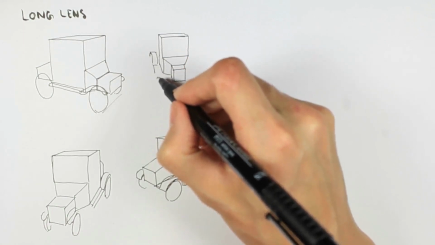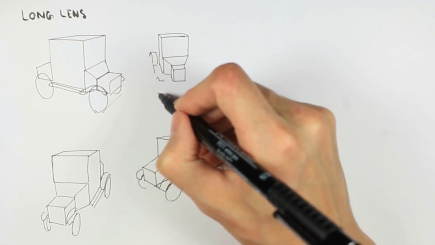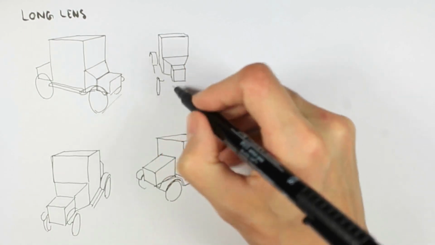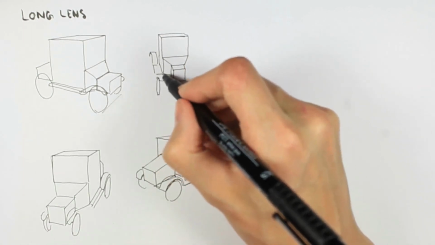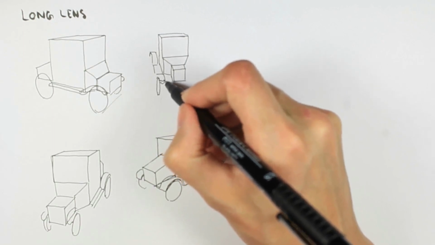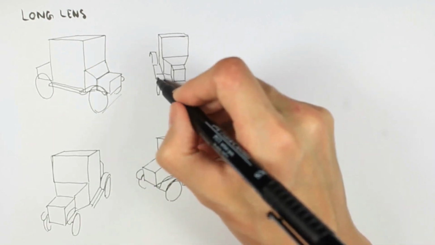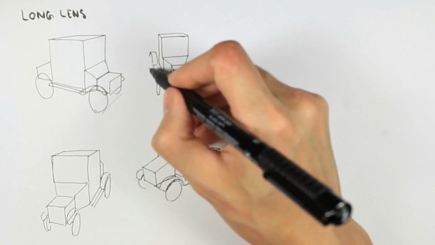The degree on those ellipses of the wheels is really shallow at this angle because we're looking straight on, or almost straight on. The more of the side of the car we see, the wider the degree of that ellipse is going to be.